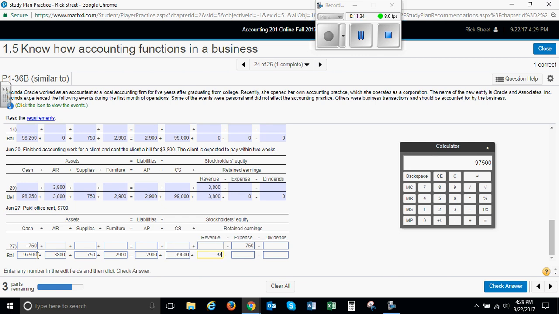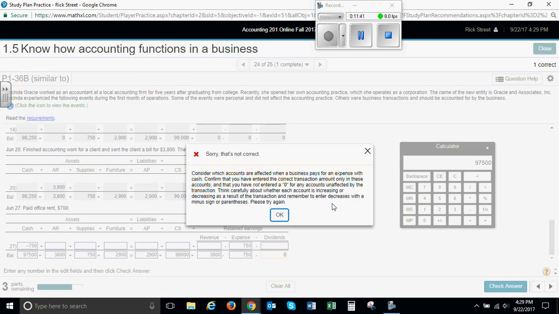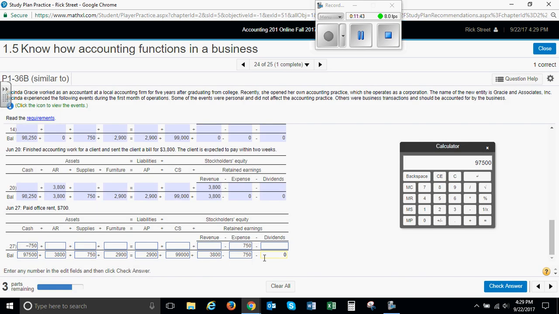Revenues of $3,800 and expenses of $750, and no dividends have been paid at this point. Oh geez, got something wrong again. I'm going to guess that it is going to be in the cash again, so I'm going to clear this out. 98,250 minus, oh yes, 750.